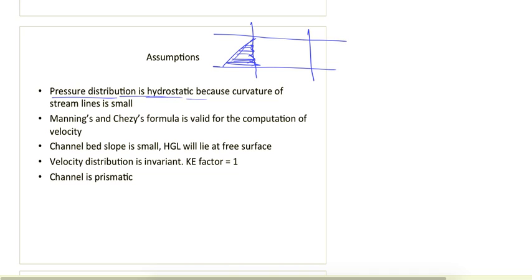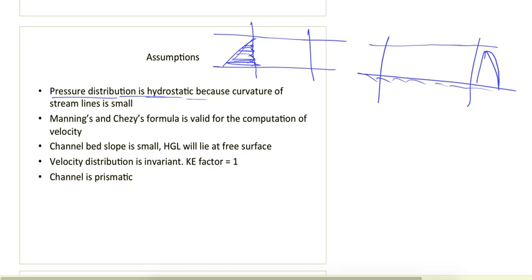But in this case, how do we suitably apply this assumption? We don't apply the equation at once to this big section. We take very small sections and then apply these equations. For a very small section, the increase in depth is negligible, so we can assume the hydrostatic condition, and the other assumptions are also valid in this case. So Manning's and Chezy's formulas are also derived for uniform flow.